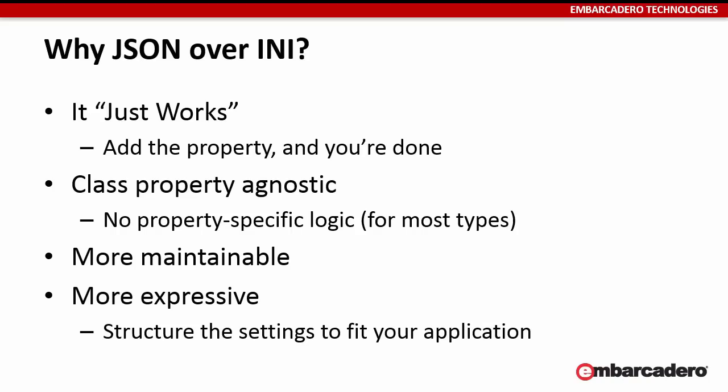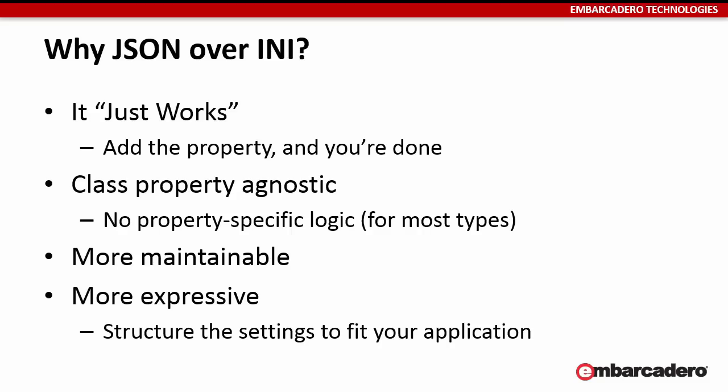To conclude why JSON works better for your application than INI, it just works out of the box. For basic data types, date time, integer, strings, you can just put that in there and it will work for you automatically. It is class property agnostic. You do not need to add specific lines for specific properties for most types. For certain types such as memory streams, or if you wanted to manage, let's say, pictures or other specific types that aren't natively supported by JSON, you may need to add a couple of methods to handle those specifically, but those are not property specific. Those are type specific.